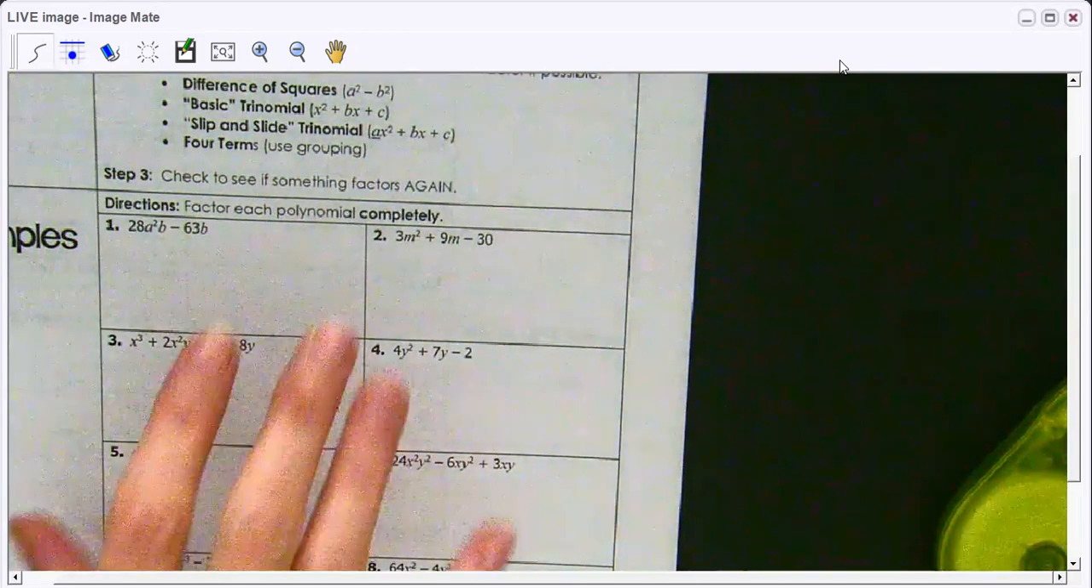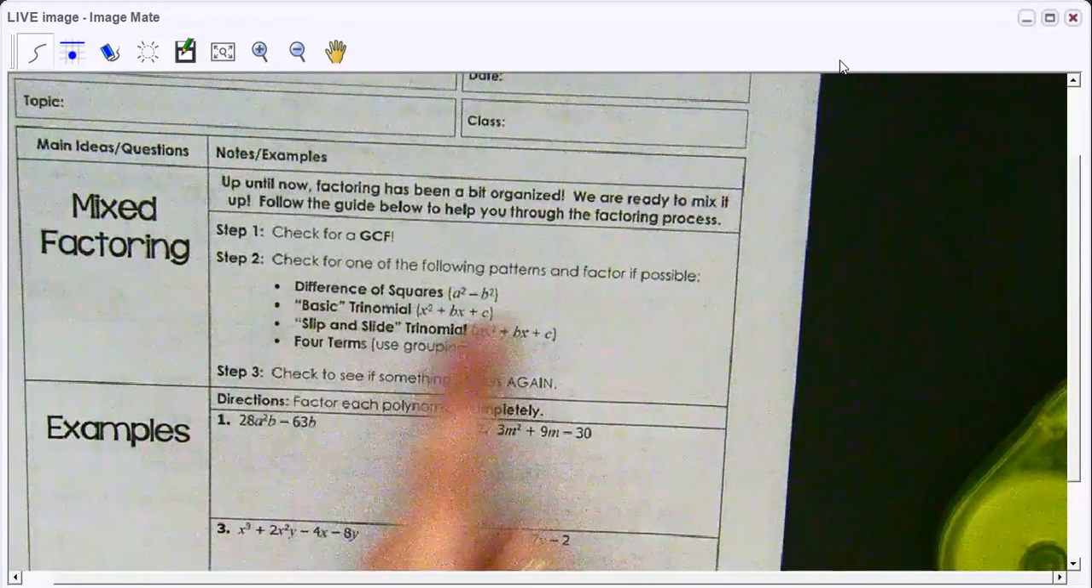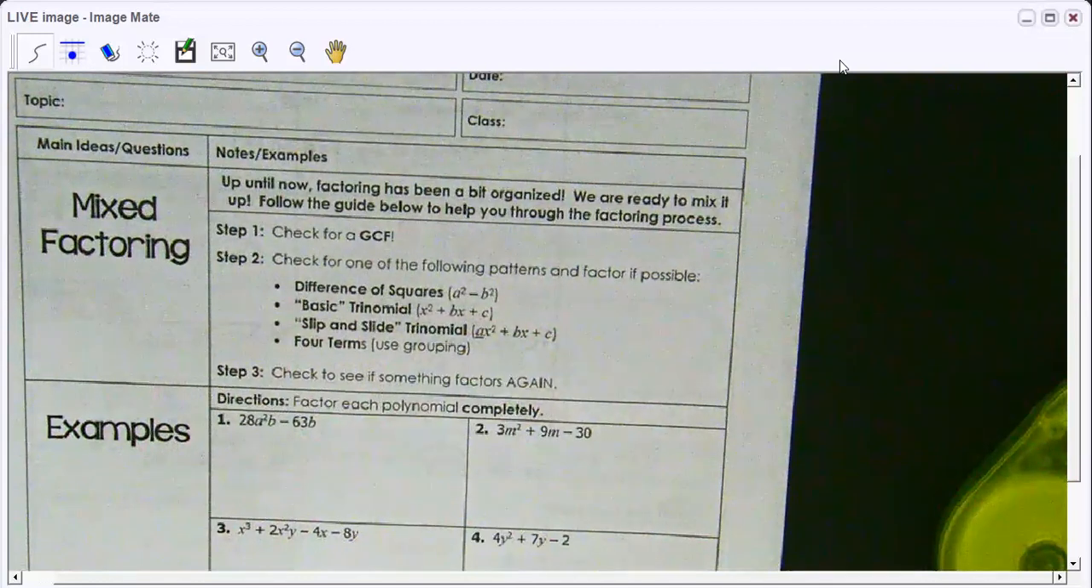So I really like this because up here they give you some simple steps. Number one, always, is there a GCF that you can pull out of the problem? You always want to check for that first. Number two, you're going to have to factor. After you pull out that GCF, if there is any, you're going to factor. You're either going to factor by a difference of squares. They show you what it looks like. A basic trinomial, they show you what it looks like.